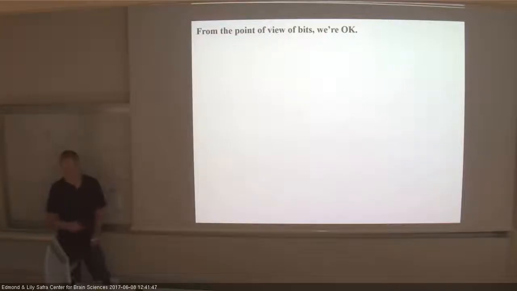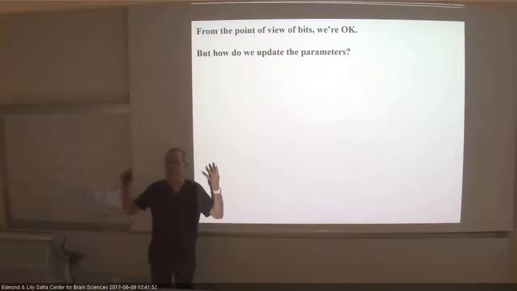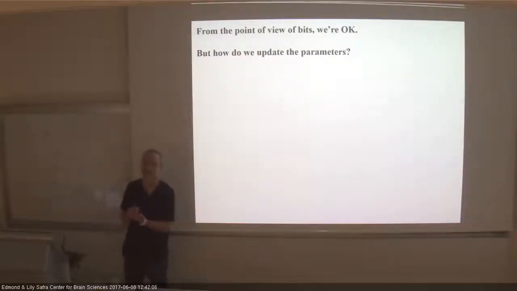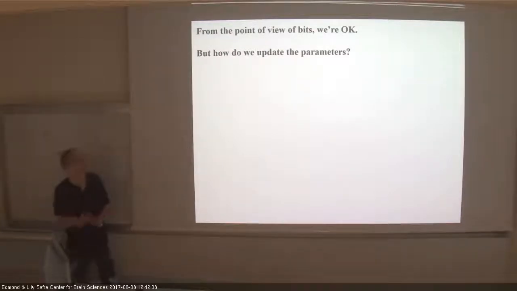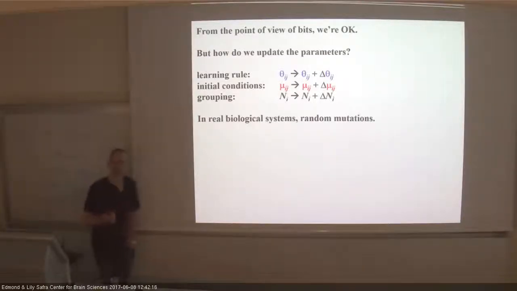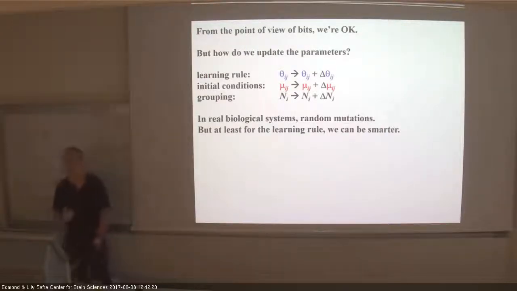So from the point of view of bits, we're okay. And so in some sense, we could stop. We could just run simulations, but we don't want to do that, right? We really want a better way of updating parameters than running a whole simulation and tweaking parameters. I mean, this is stochastic optimization with no gradient, right? We could do that, and people have done it, but we'd like to do something better. And so we have some learning rules like this. And like I say, in real biological systems, this is done by random mutations. But at least for the learning rule, we can do something smarter.